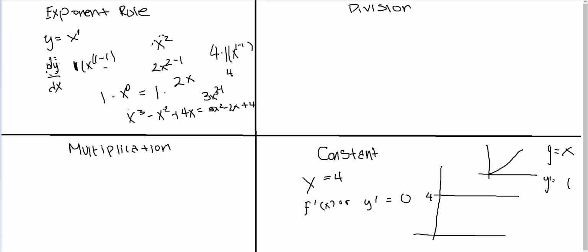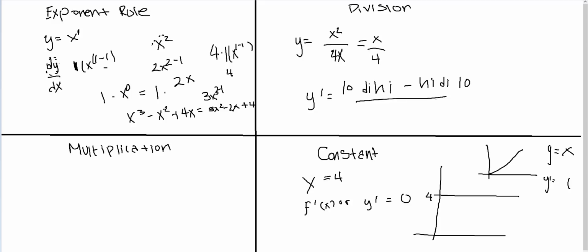But now we have a couple of rules when we are taking the derivative. So let's say we had something like y equals x squared over 4x. Now, we can also say this is equal to x over 4, okay. But when we take the derivative, we still have a denominator and a numerator, and this gets a little bit complicated. So we can say y prime is equal to low d high minus high d low over low squared.